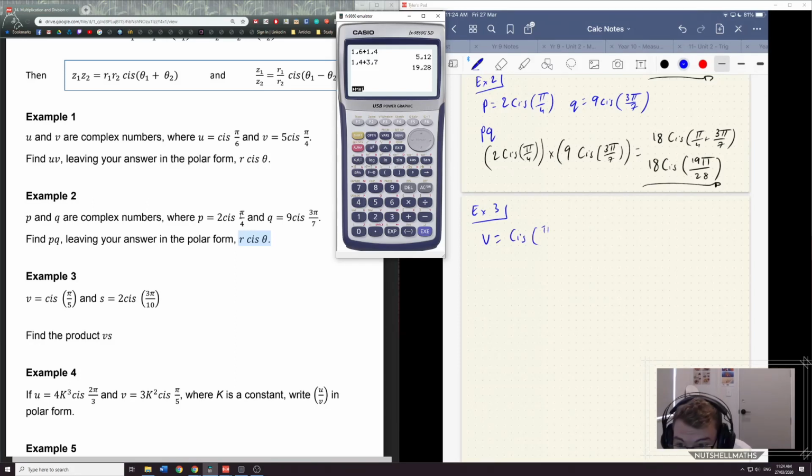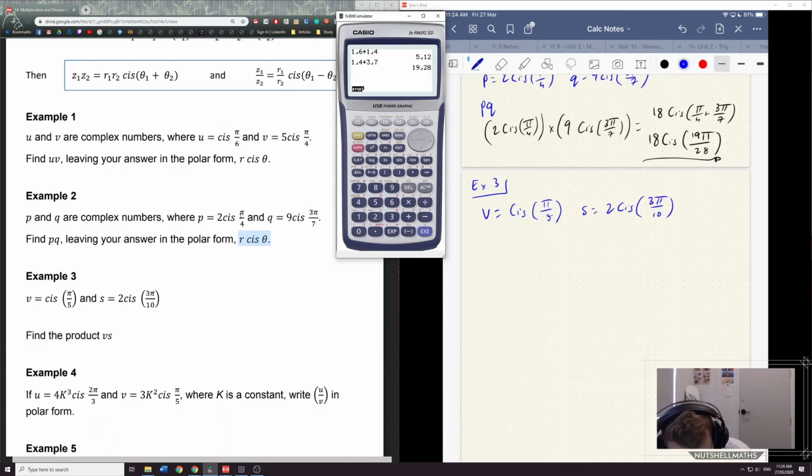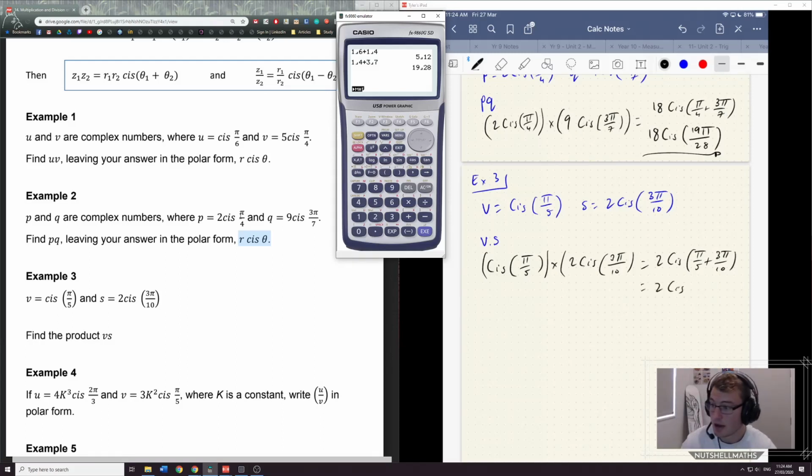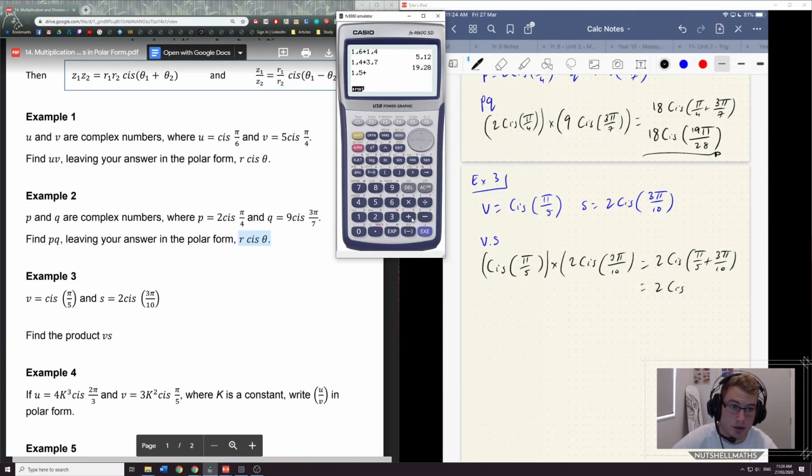V equals 2 cis pi by 5, s equals 2 cis 3 pi by 10. We want to find the product, which is v times s. You can see this pattern, and you should very much get good at this by doing it 50 times. So 2 cis pi by 5 plus 3 pi by 10, which equals 2 cis 1/5 plus 3/10. You could probably figure that out. It's going to be a half. So we can say pi by 2. All good.